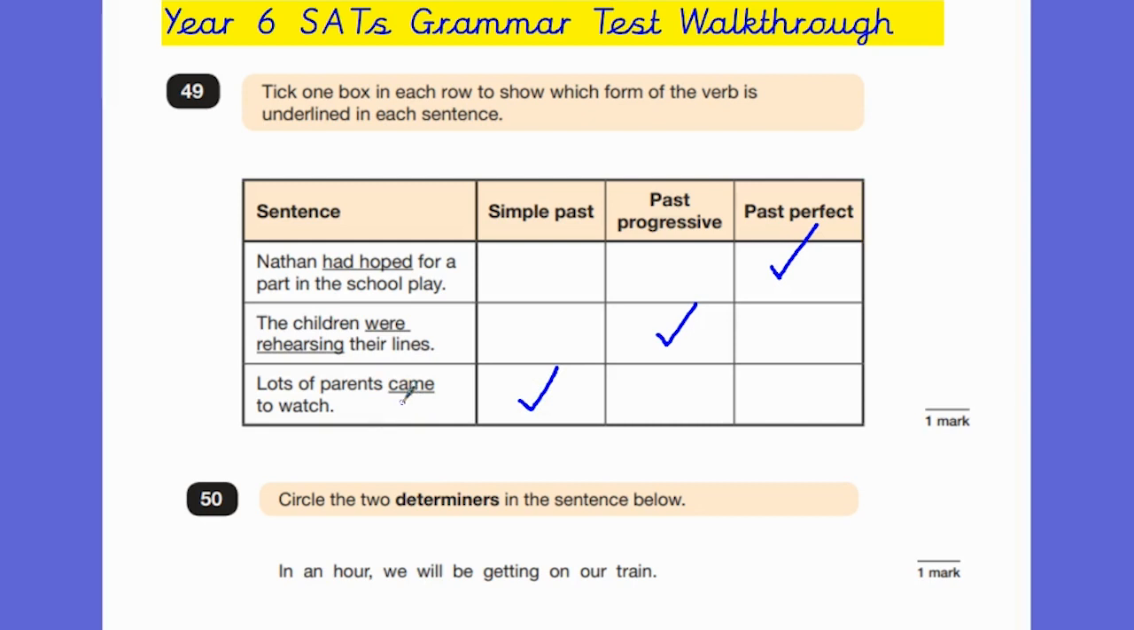And the last question in the paper, again, the paper's out of 15 marks, so this is the last one. Circle the 2 determiners in the sentence below. I don't think determiners have been mentioned yet in this paper. In an hour, we will be getting on our train. Determiners always come before nouns. So in an hour, we will be getting on our train. So in this question, both an and our should be circled.